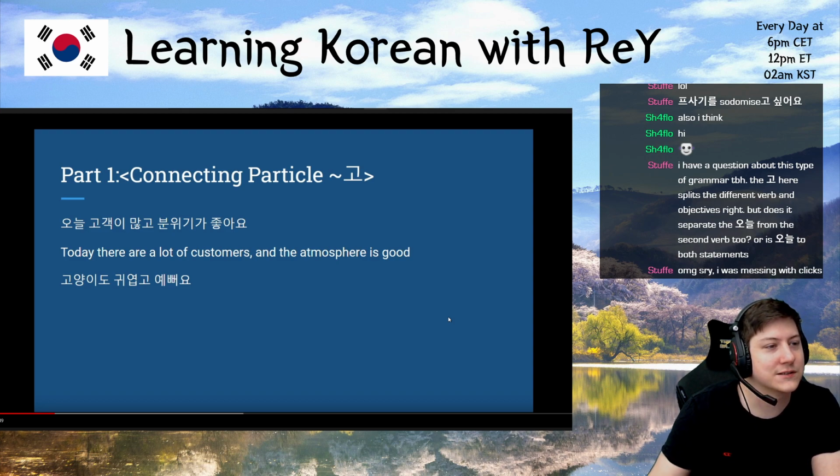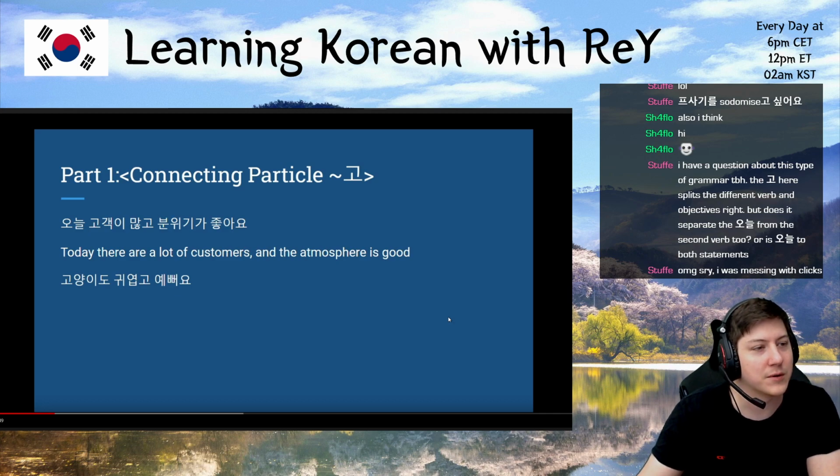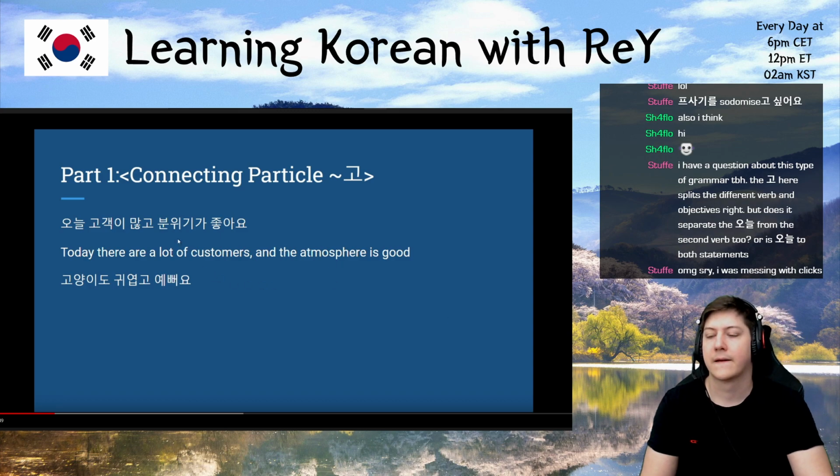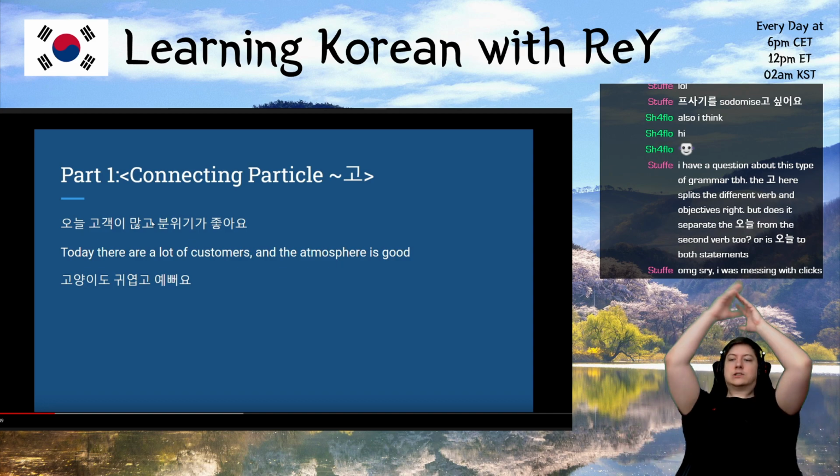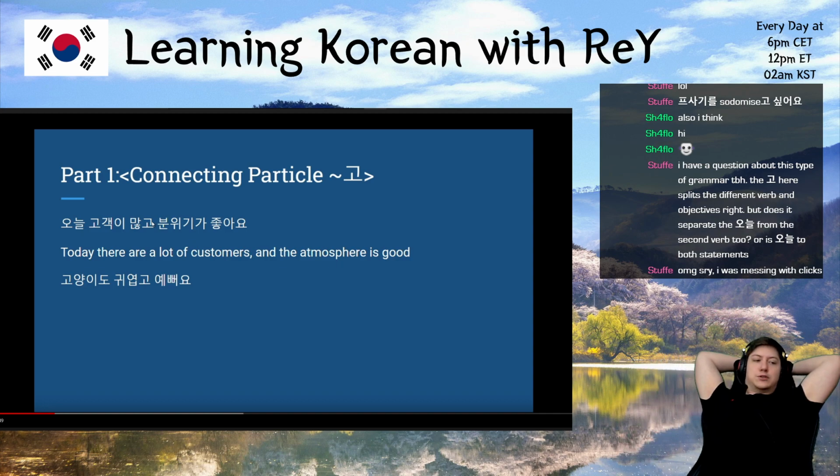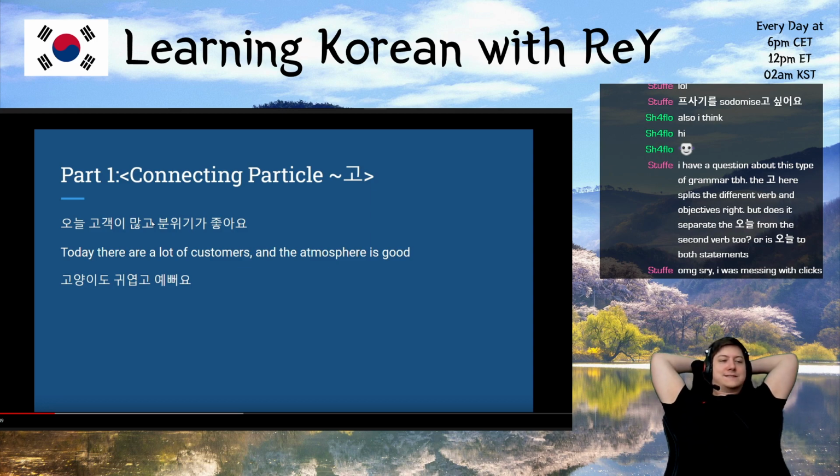I have a question about this type of grammar, to be honest. The 고 here splits the different verb and adjective, right, but does it separate 오늘 from the second verb too? Both statements. I'm pretty sure it's both statements. It applies to both statements. I think so. Actually, I'm not sure. I'm not sure actually.